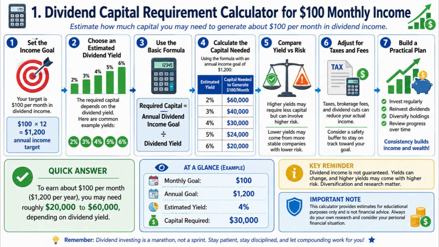Furthermore, adjust for taxes and fees. Brokerage fees, dividend taxes, and even dividend cuts can reduce the actual income received. Because of that, it may be wise to build in a safety buffer. For example, instead of targeting exactly the required amount, an investor may choose to invest slightly more so the income goal remains achievable after taxes and costs.